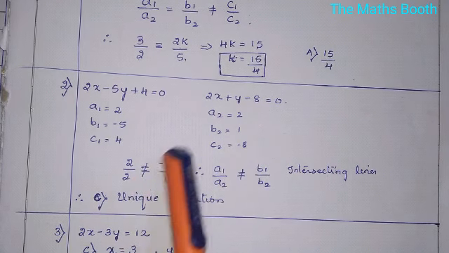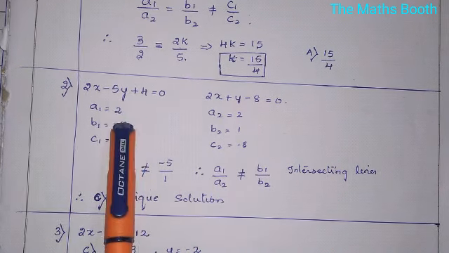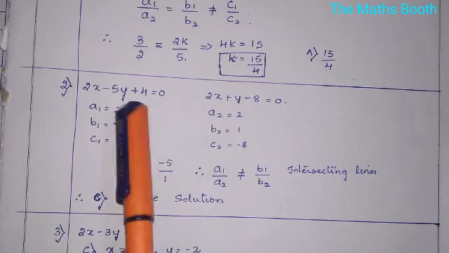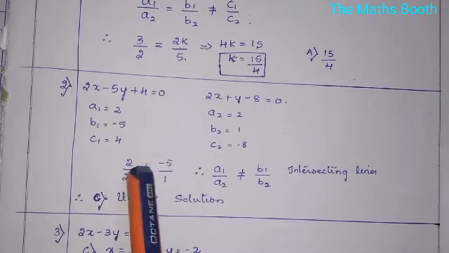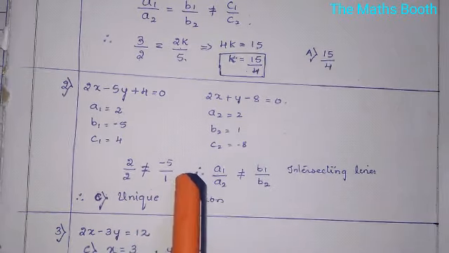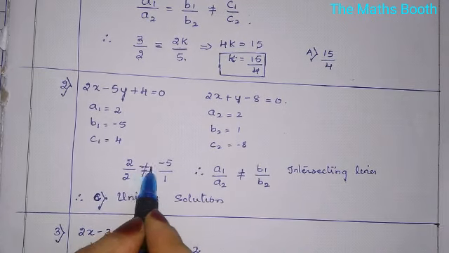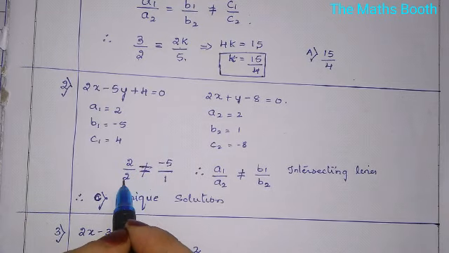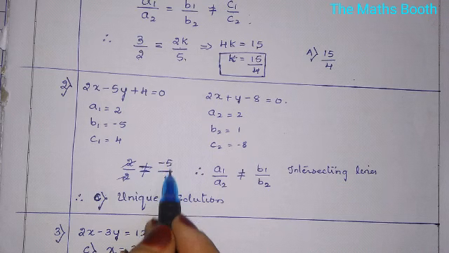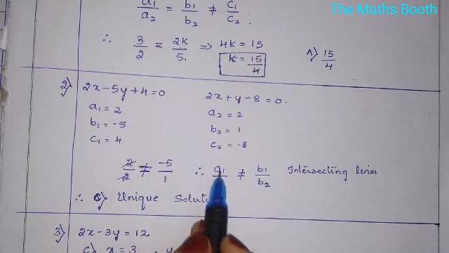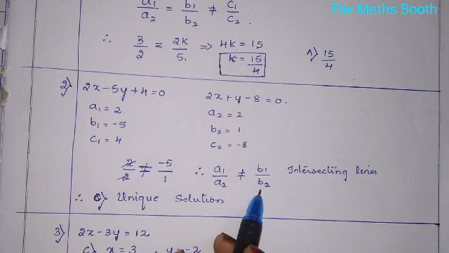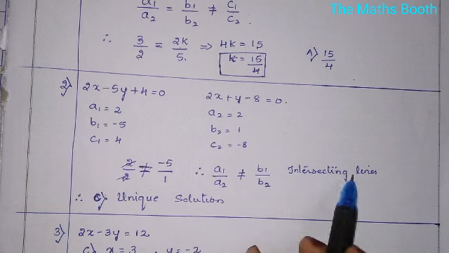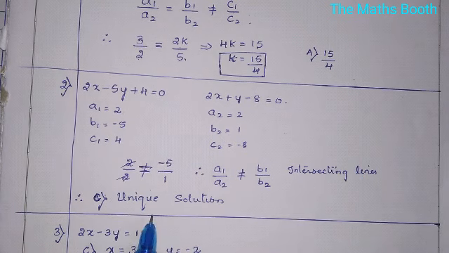Now, we can see what conditions are there in between. a1 upon a2 is 2 upon 2, b1 upon b2 is minus 5 upon 1. But 2 upon 2 is not equals to minus 5 upon 1. So here the first condition only: 2 upon 2 is nothing but 1, and 1 is not equals to minus 5. Okay. So a1 upon a2 is not equal to b1 upon b2. Once a1 upon a2 is not equal to b1 upon b2, we know that it is intersecting lines. And for intersecting lines, we know it is a unique solution.